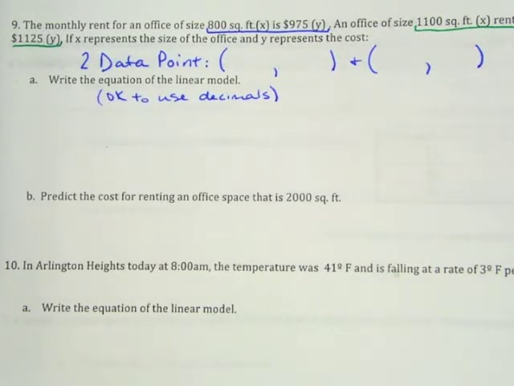Okay, I'm going to go ahead and give you another hint on number 10 before I let you go to start working on these 2 problems. So number 10 reads, in Arlington Heights today at 11 a.m. the temperature was 41 degrees Fahrenheit and is falling at a rate of 3 degrees per hour.